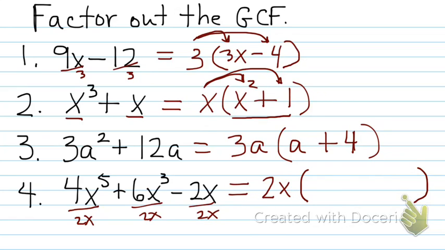Notice 4x to the 5th over 2x, we're going to get 2x to the 4th. Remember, this is a 1, so 5 minus 1, we're going to get x to the 4th there, plus 3, and we got 3 minus 1, we're going to have 3x squared, and then finally 2x divided by 2x. Here we're going to get a minus 1. Again, if we distribute 2x times each of these 3 terms, we do get what we started with. And so you can verify your answer that way.